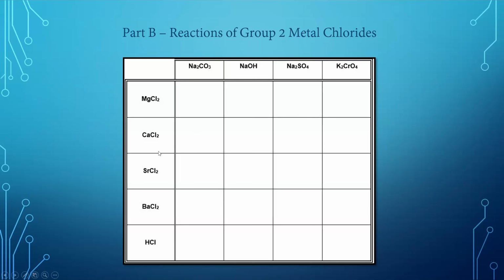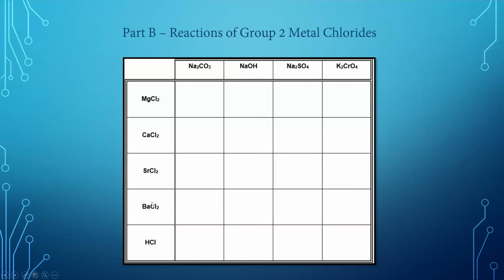In some groups, as you go down the group, the chemicals become more reactive. In some cases, it's less. It will be your job to figure out today which is which. Now, you might be wondering why hydrochloric acid is in this column. Hydrogen and chlorine are not members of the group 2 elements. The hydrochloric acid in this case is our control group. Remember that we made magnesium chloride and calcium chloride in Part A.